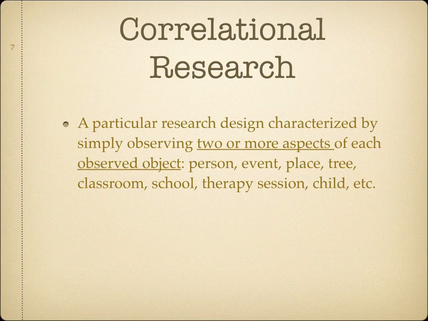Correlational research is a research design that's characterized by simply observing 2 or more aspects of each observed object. Now, most of the time we're talking about people in psychology research, but it doesn't have to be people only. It can be events, and we observe 2 or more aspects of the event, 2 or more aspects of a place. For instance, we could do research on people's houses, and we could look at the house's external appearance, and we could look at the price of the house, and we could do some kind of correlational analysis on a rating of appearance with its price to see if there's a relationship there.